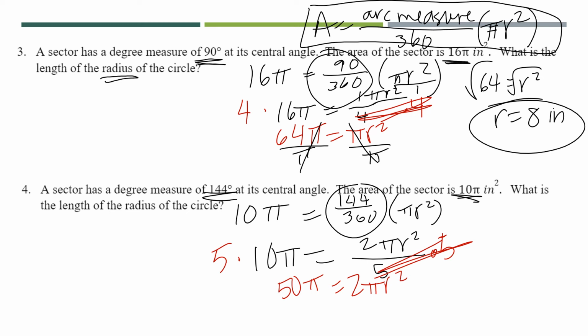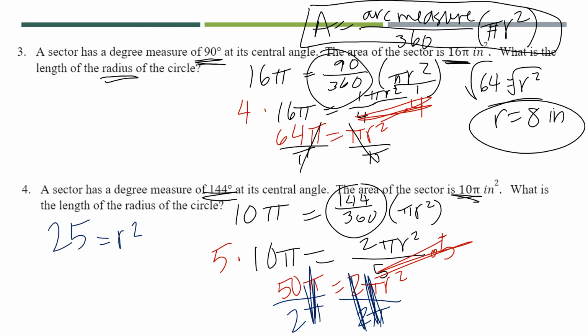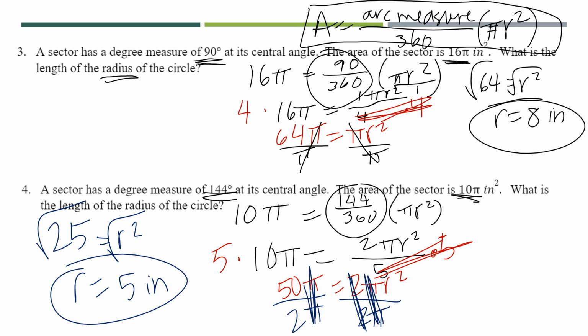Okay, so we want to get the r squared by itself. We can divide both sides by 2 pi. On this side, they both cancel, so I'm just left with r squared. Then on this side, 50 divided by 2 is 25. Pi divided by pi cancels. So now you can take the square root of both sides and you get r equals 5 inches.